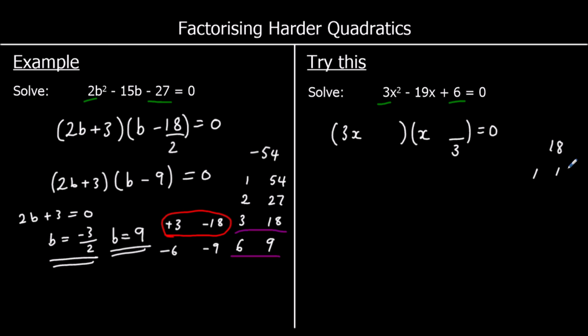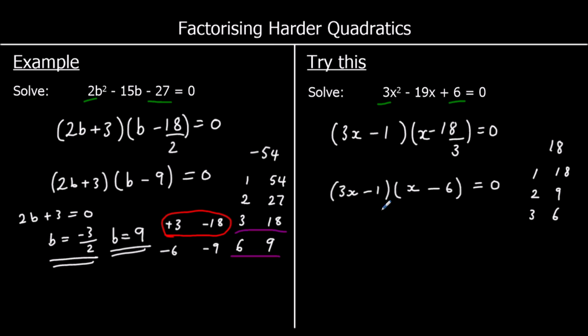So 1 and 18, 2 and 9, and 3 and 6. Which of those can give me a negative 19? That's 1 and 18. And it's going to be negative 1 and negative 18. So let's simplify this. We've got 3x minus 1 and x minus 6. So that's factorized.